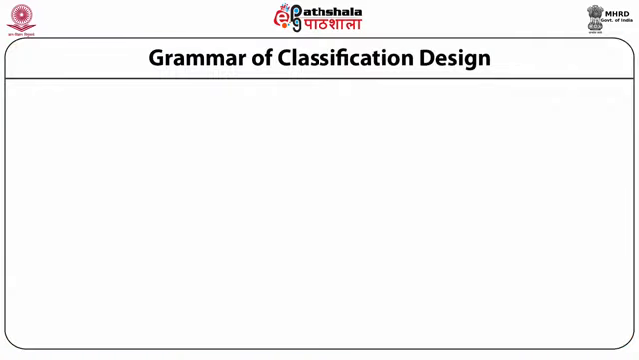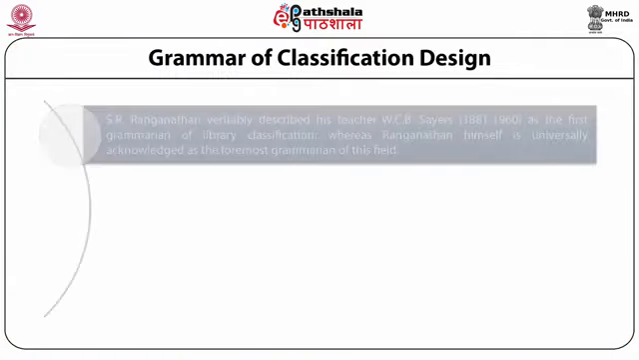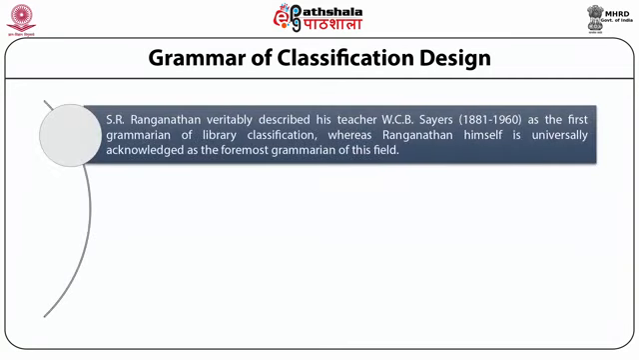Grammar of classification design. Dr. S.R. Ranganathan very correctly described his respected and very able teacher William Charles Sayers as the first grammarian of library classification. No doubt he was, because in his very famous book, Manual of Library Classification, he described the theory of classification which went into the making of classification systems before Ranganathan.